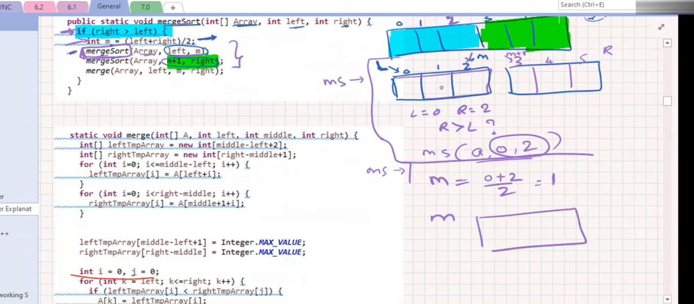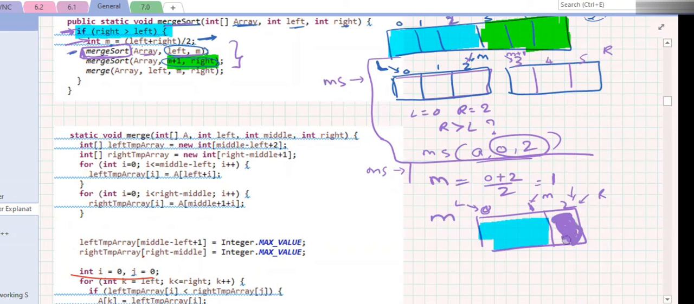At this point, you're looking at this array, so it is 0, 1, 2. Your left is here, your right is here, and you found the mid, which is here. How will you split this? Your first merge sort is left to mid, so this becomes your first half. Then your second half is mid plus 1 to right. Both are pointing here only.